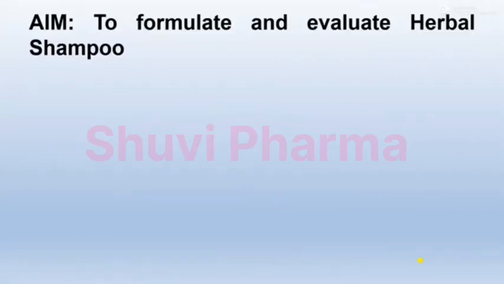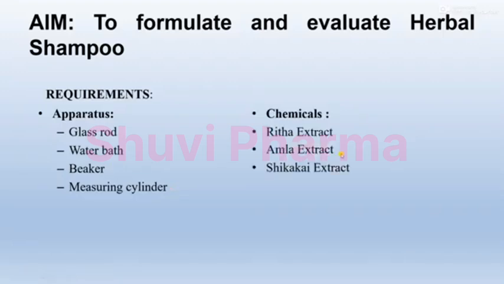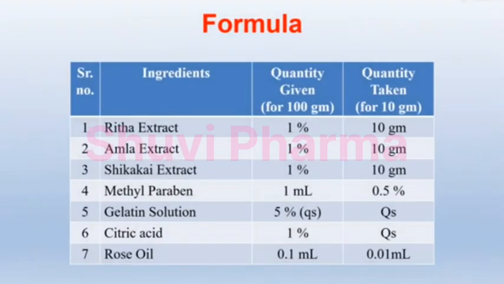We will study how to formulate and evaluate herbal shampoo. So the requirements for the practical are glass rod, water bath, beaker, and measuring cylinder. Chemicals required are Reetha extract, amla extract, then shikakai extract, methyl paraben, gelatin solution, citric acid, and rose oil.